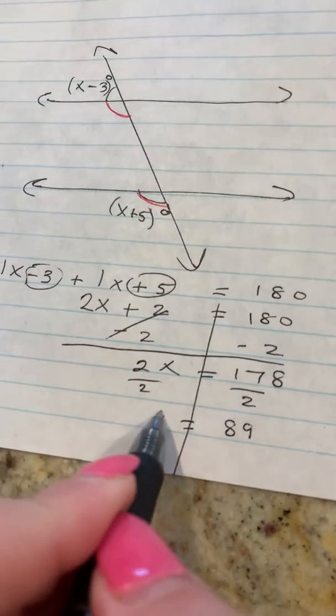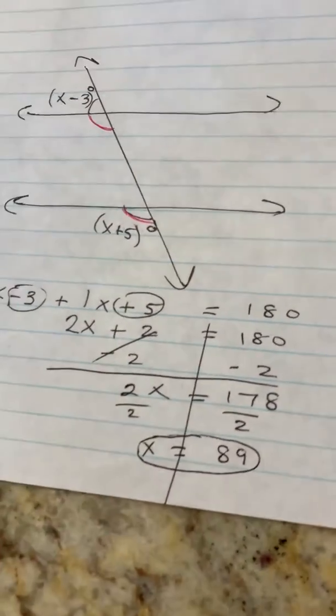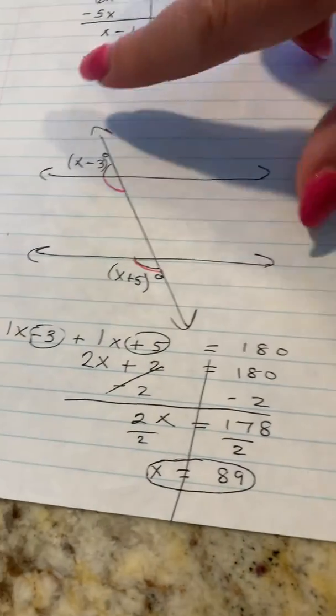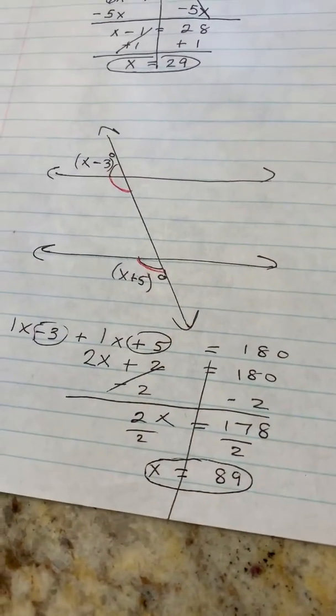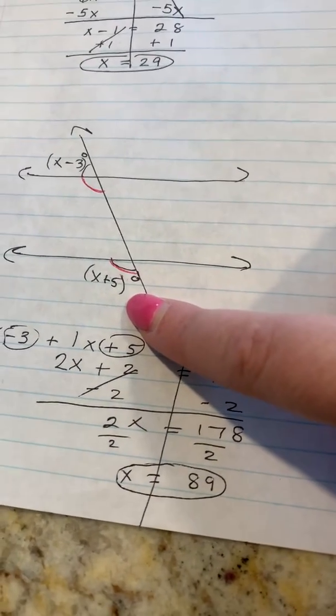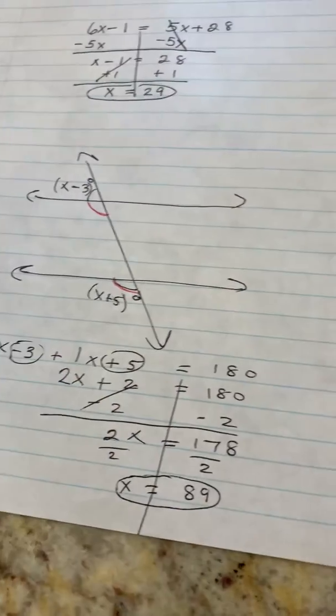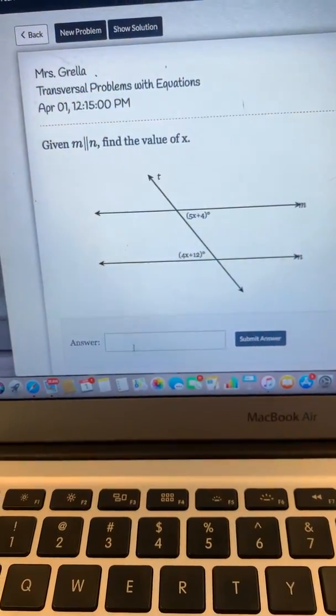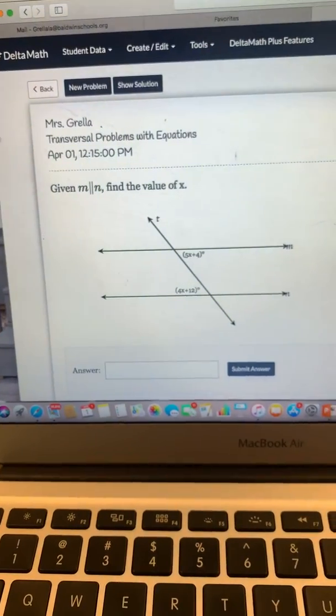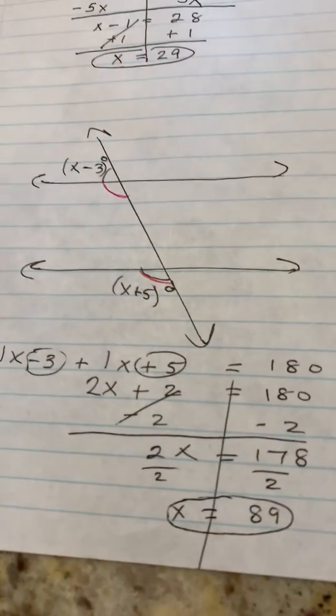And again, that's our answer for x. If we wanted to figure out what each angle was, we could substitute x as 89. So 89 minus 3 would be 86. And then 89 plus 5 would be 94. So that's what the two angles would be. But on Delta, I think they only wanted x. So it's a different question. I don't know what happened. But we would just plug in 89 as our answer.